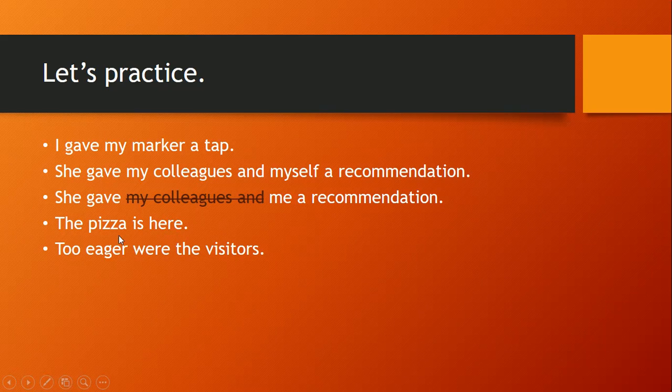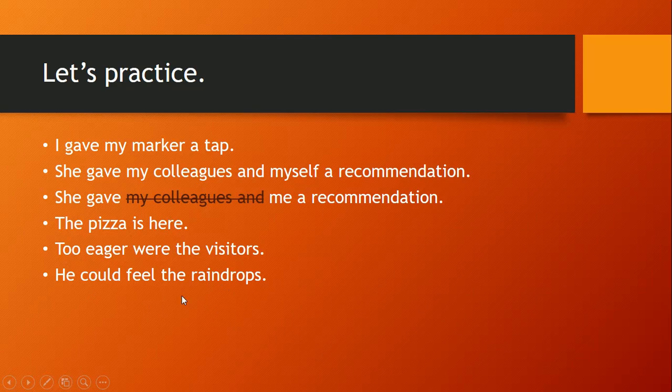Too eager were the visitors. We have another inverted sentence here. What is the subject? It is not eager, because eager is an adjective. It's not the subject. Subject is visitors. Were is the linking verb. And then eager again, that's right, it is a predicate adjective.